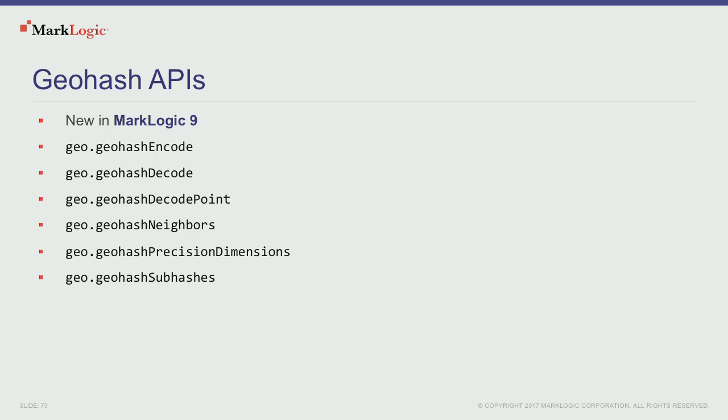In particular, the first one here, Geohash encode, is the one that the demo was making use of primarily. It takes in a polygon or point or other region and outputs the geohashes. Geohash decode is for if you want to know what box a geohash string represents. And then these other ones do various other useful things with geohashes.